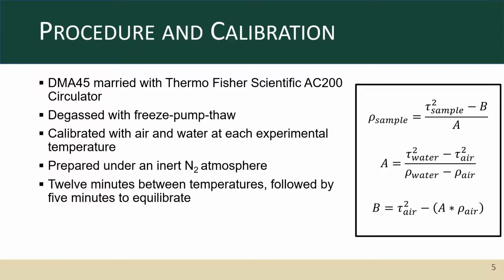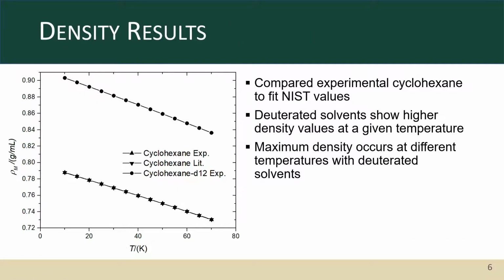The air density values were taken from the Anton Paar documentation through an equation, and the water values were taken from NIST fit values. Between temperatures, there was 12 minutes allowed and 5 minutes of equilibration to get to the experimental temperature. On the left, we have a plot of some of the density results that we got using this method.